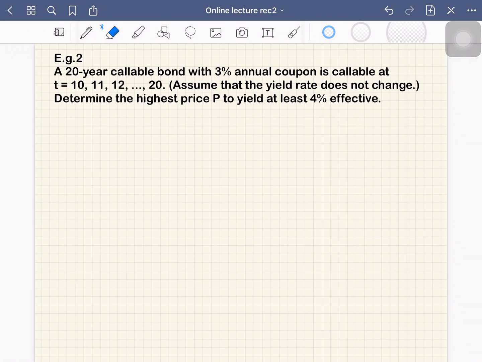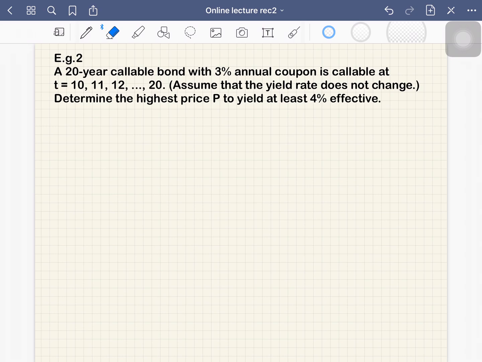Hi everyone. So we continue with callable bonds. Remember that for callable bonds, the issuer has a right to redeem the bond in the middle of the term, on a pre-specified date.